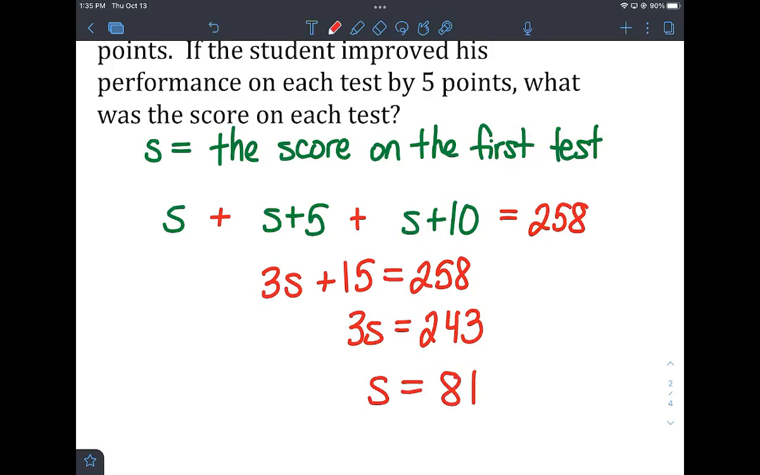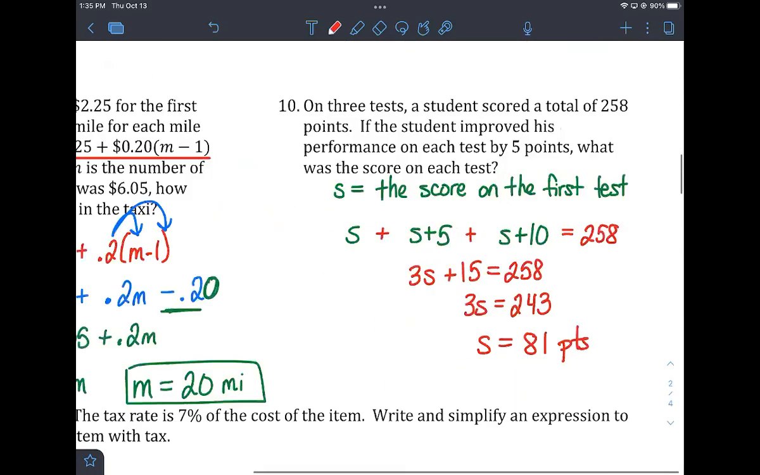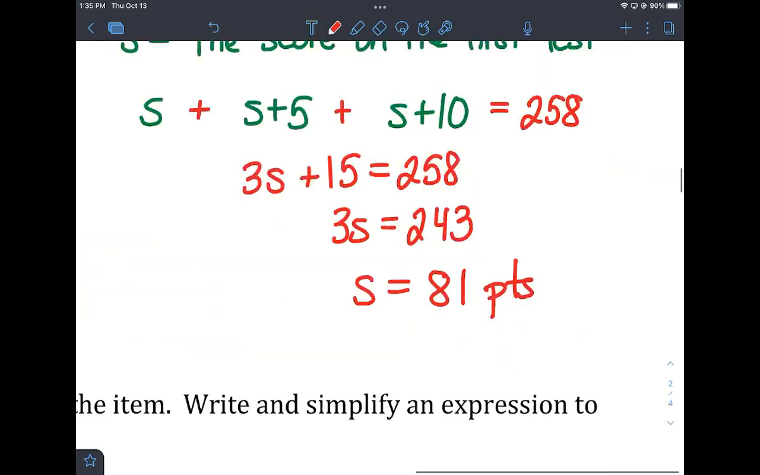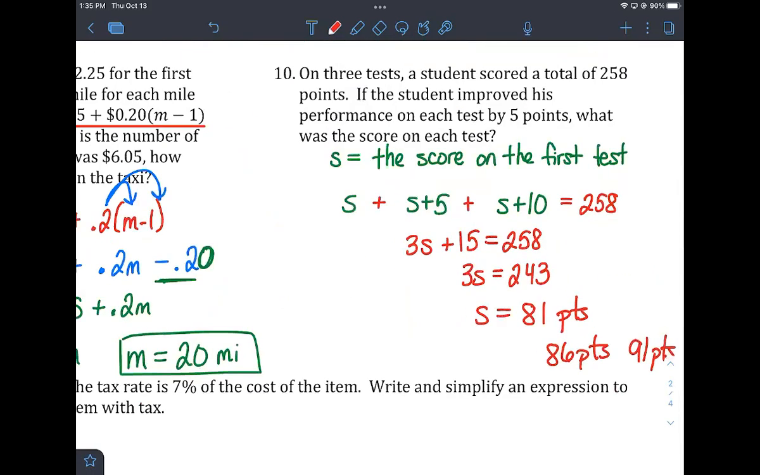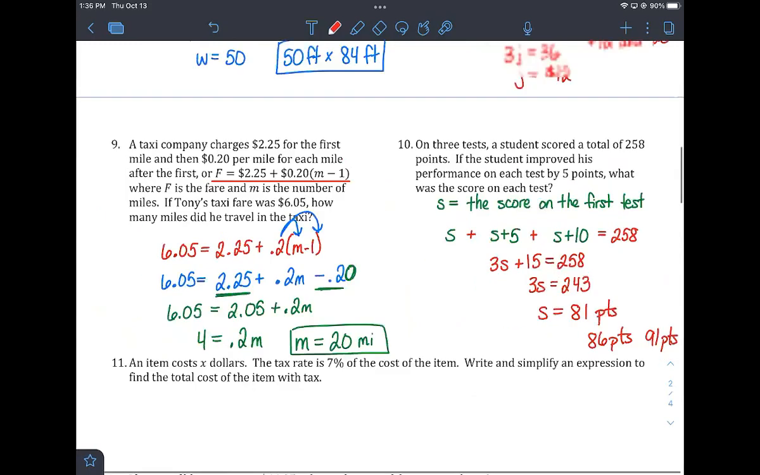So they got 81 points on their first test. What about their second test? 86 points. And then 91 points. And that's the score of all 3. Out of 1,000? So still failing all of them. But if it was out of 100, 81%, 86%, 91% would be pretty good too. That's really good, actually.